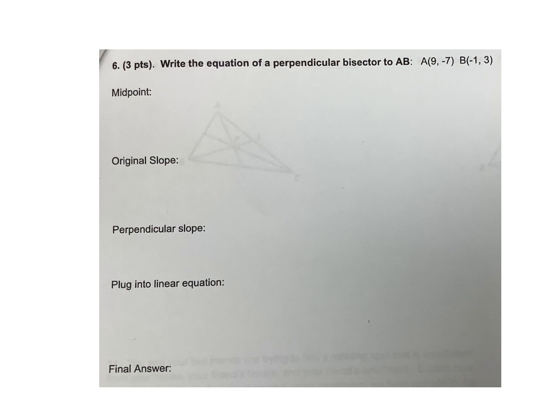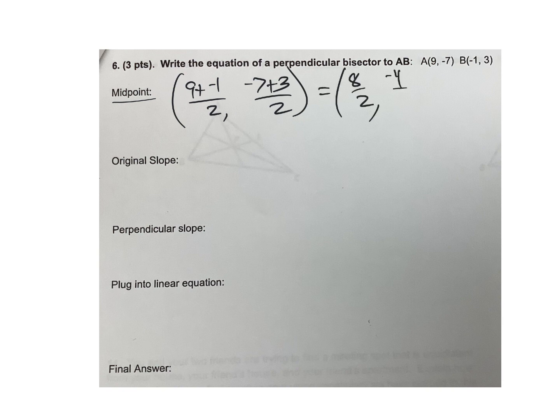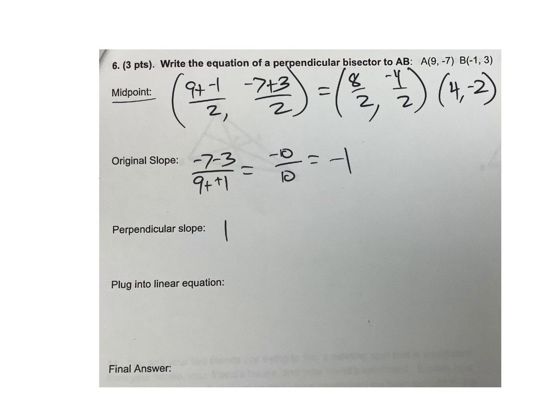Okay, finding the equation of a perpendicular bisector. Number 1, midpoint. So 9 plus negative 1 over 2, and negative 7 plus 3 over 2. That's 8 over 2, and negative 4 over 2, which is 4 over negative 2. All right. The original slope, take y minus y and x minus x, negative 10 over positive 10, which is negative 1. So the perpendicular slope is going to be positive 1.